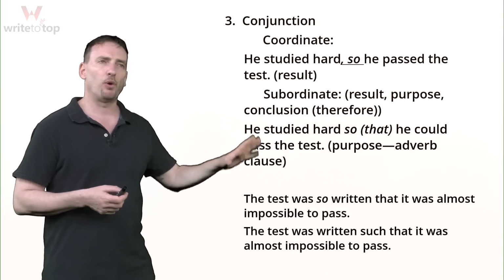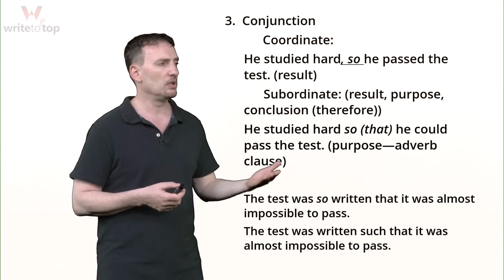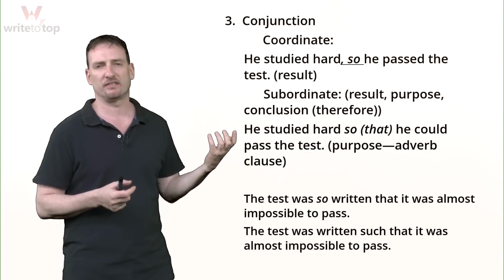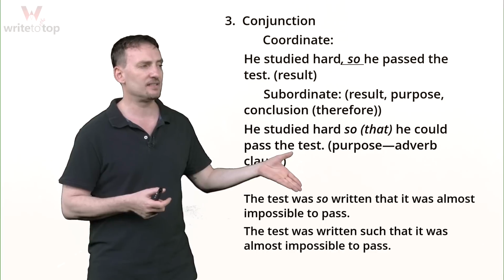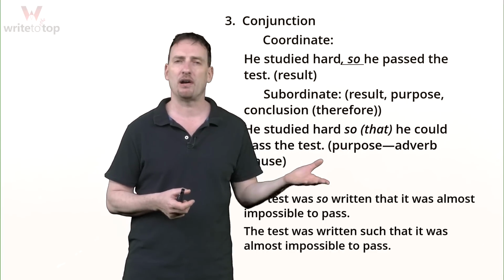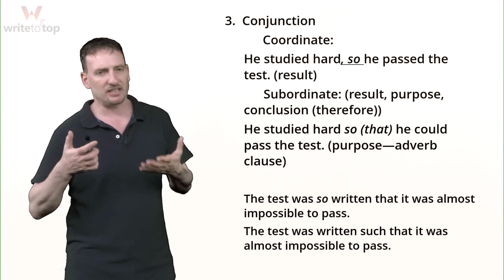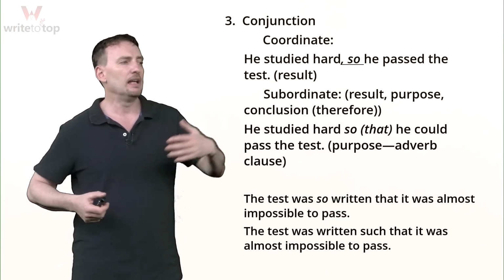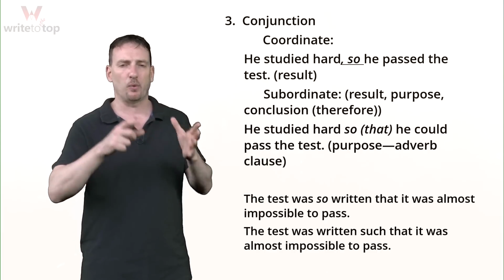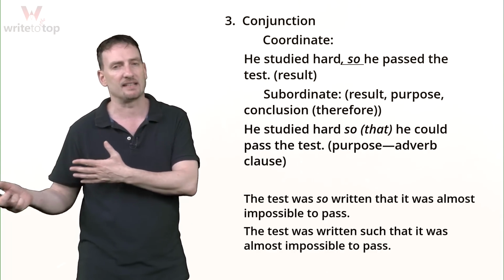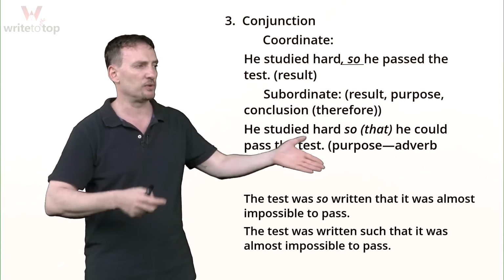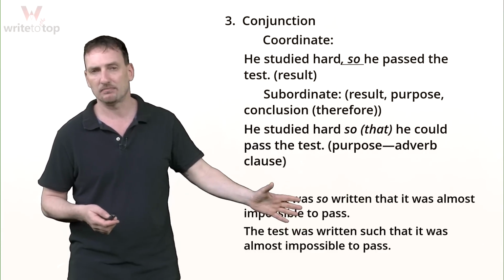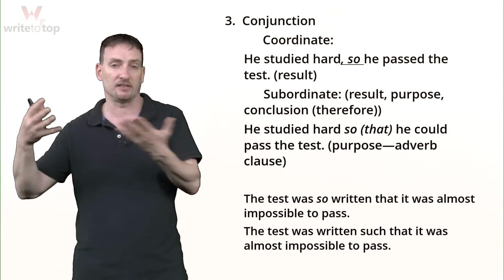Now, another, more very formal way to use "so" and "so that" is putting the "so" before the passive verb. The test was so written that it was almost impossible to pass. Essentially what this means is the test was written such that it was impossible to pass, or the test was written in a way that made it impossible to pass. But that's a very long sentence. So what I want to do is shrink it using "so" or "such that."